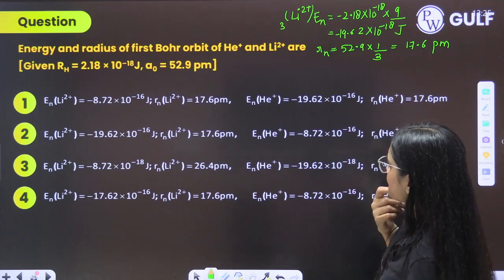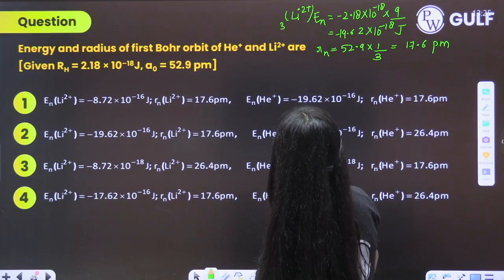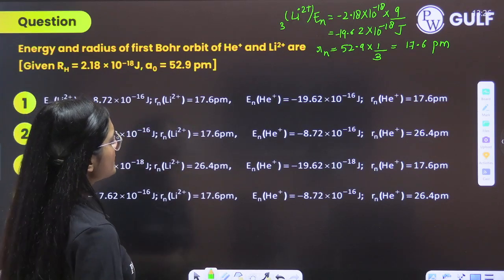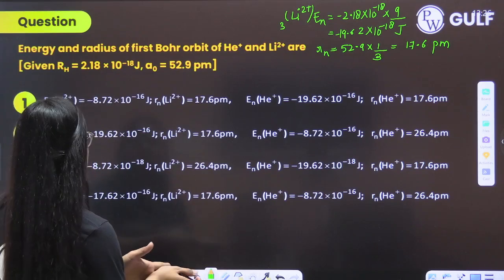Which option is it? One minute, I will have to check the options. It should be 10 to the power minus 18. Li plus 2.